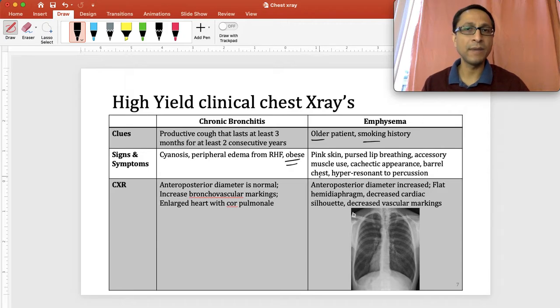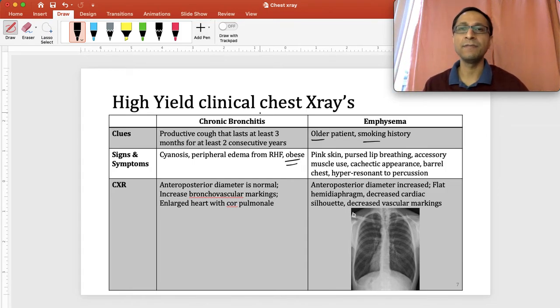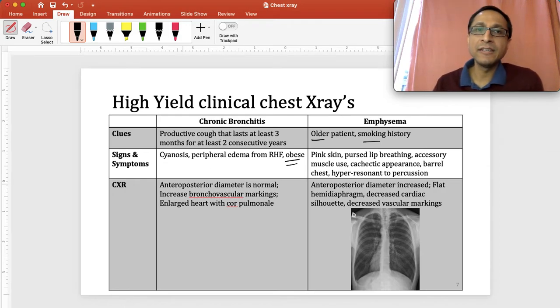Barrel chest. Why the barrel chest? Because emphysema, because it's a COPD, patients are holding onto air. And when you do the physical exam, hyperresonant to percussion, meaning they're holding onto air. Anytime we have a lot of air in the lungs, hyperresonant to percussion. Right? Chronic bronchitis, anterior posterior diameter usually is normal. Increased bronchovascular markings, enlarged heart with cor pulmonale.